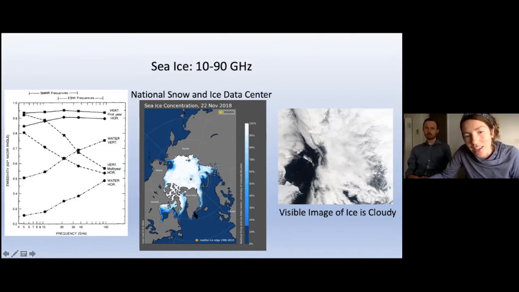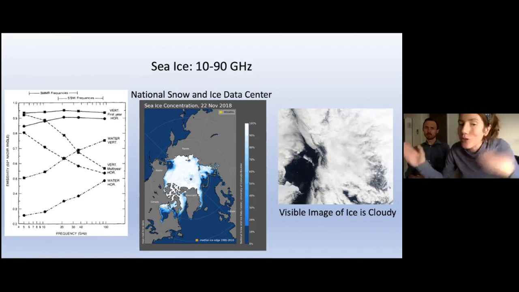What's interesting is what is this? This is 2018, this is November 22nd, 2018. The ice concentration is much less in extent as compared to our median ice edge. So what that tells us is the ice is shrinking in the Arctic.